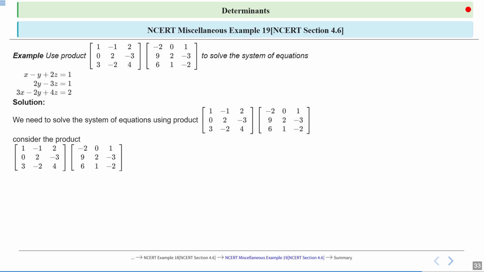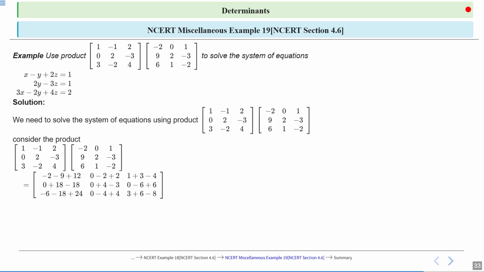So consider the product. To multiply both matrices, we take the first row 1, -1, and 2 and multiply with the first column of the second matrix. So 1 into -2, that is -2, -1 into 9, that is -9, 2 into 6, that is 12. And then the first row with the second column. So 1 into 0, that is 0, -1 into 2, that is -2, and 2 into 1, that is 2.